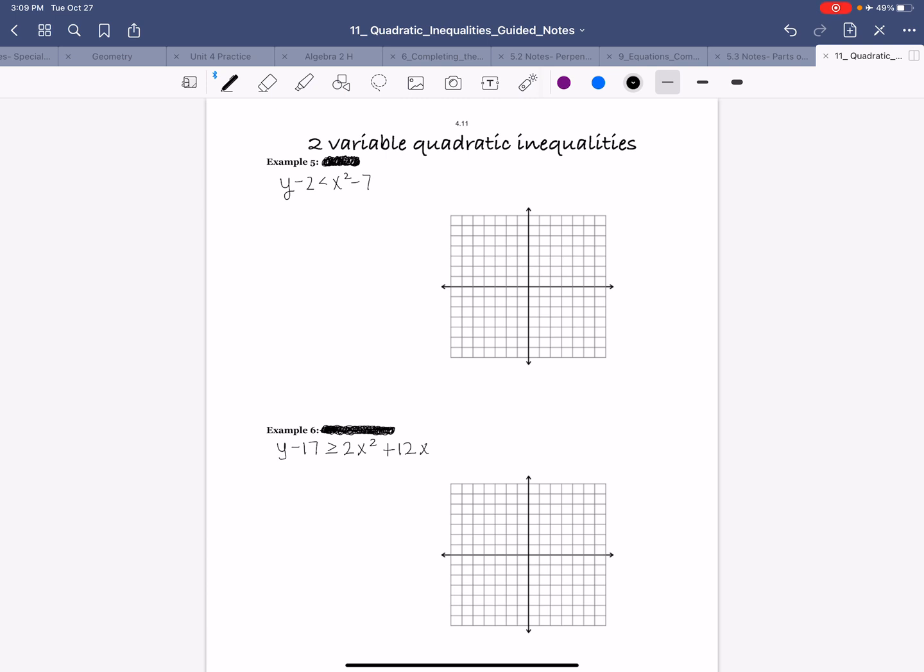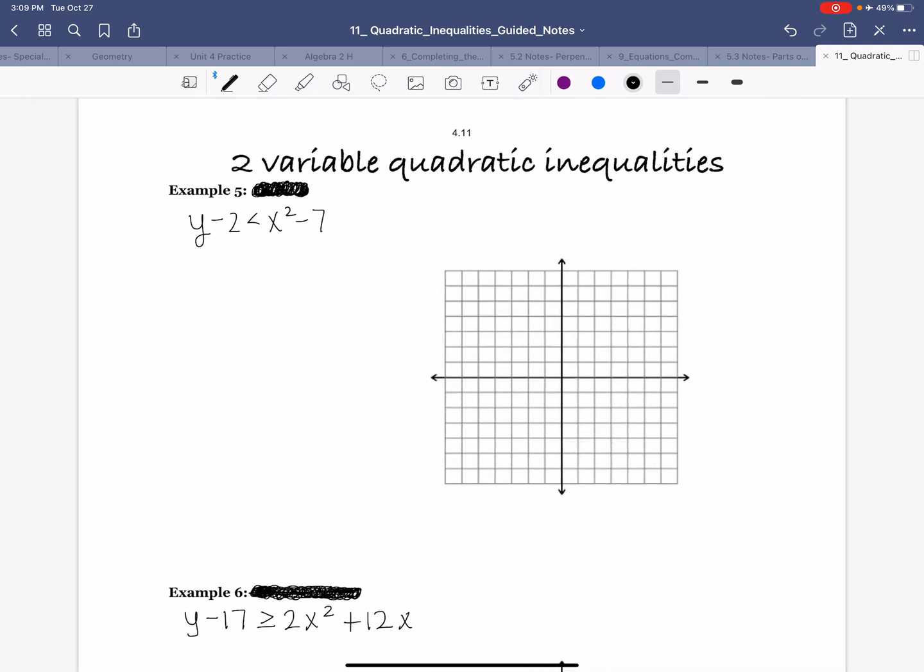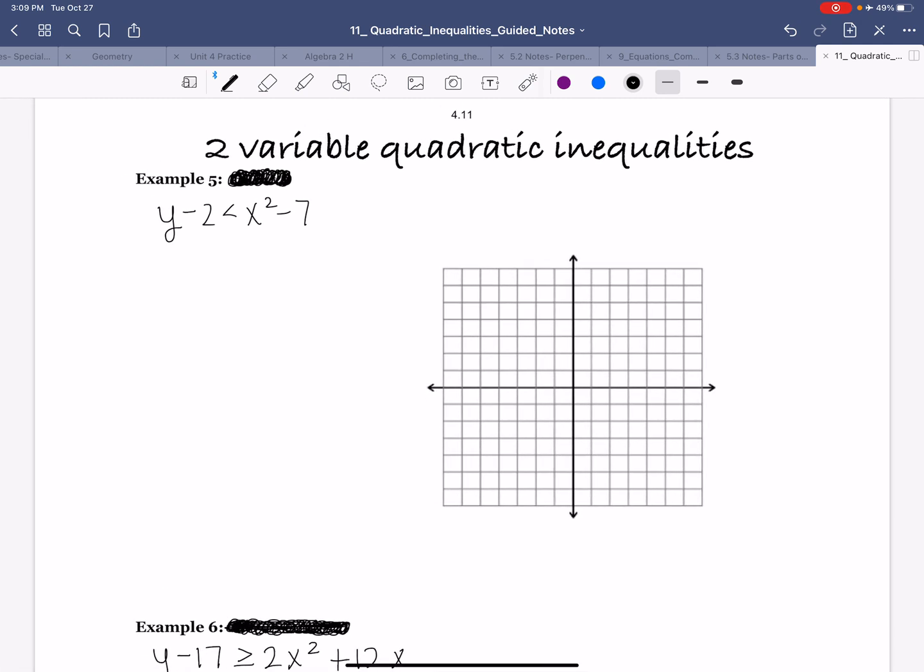And we will go ahead and write these problems down. Okay, so for this type of problem, you want to get y by itself on one side of the inequality. So obviously on this first one, we're going to go ahead and add 2. Add 2. So we're going to get y is less than x squared, and then that's going to give me -5. All right, next step is we're going to go ahead and graph this.